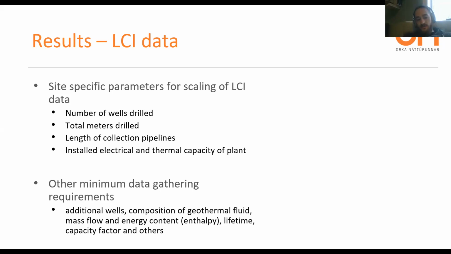So then you need to send the piping and the fluid back to the power plant to then produce the electricity and to produce the heating. And then you need to, at minimum, collect additional wells, the composition of geothermal fluid, the mass flow and energy content, the lifetime of the plant, as well as the capacity factor.